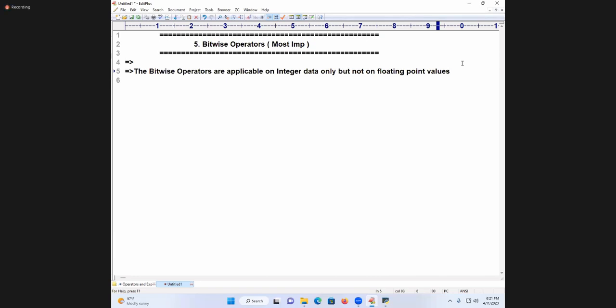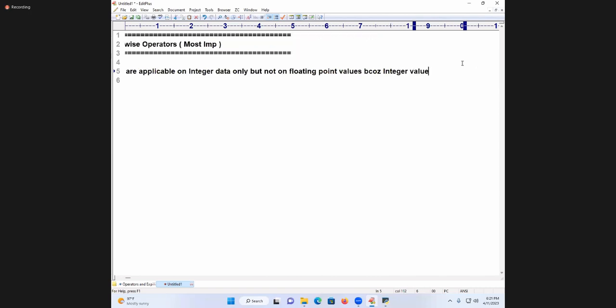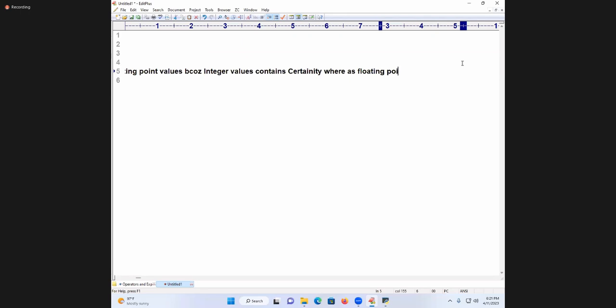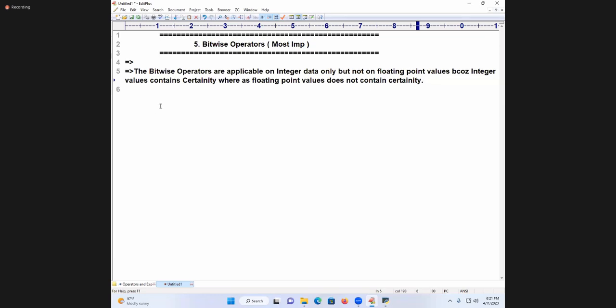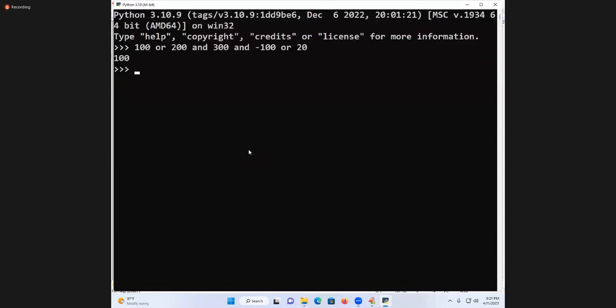Sir, why? Because I'm going to give you the reason. Because integer values contain a certainty. Some certainty will be there. Whereas floating point values do not contain certainty. I'll explain the meaning of that. Integer values contain certainty and floating point values do not contain what? Certainty. Let us go to the Python command prompt, students.